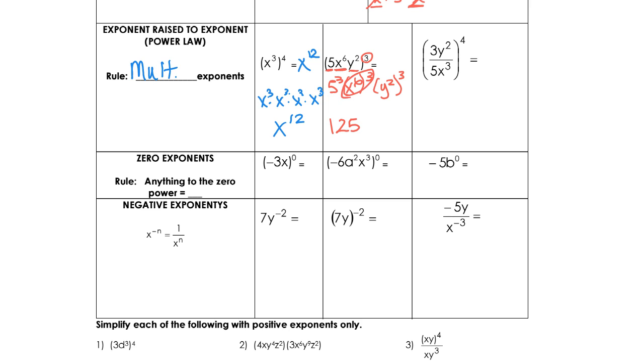And then here you have an exponent raised to an exponent, so you multiply them, and you get x to the 18th. And you got another exponent raised to an exponent, and so that would be y to the 6th.